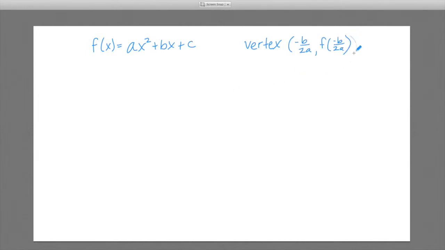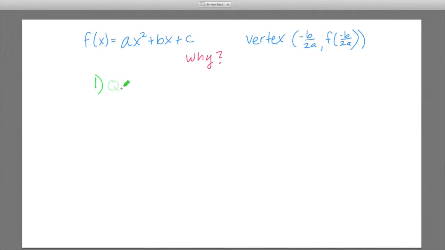But I always wondered why. Why this negative b over 2a? Well, there are a couple ways you can figure it out. One way is by using the quadratic formula. By using the quadratic formula, we can talk about the roots and figure out where that negative b over 2a comes from.